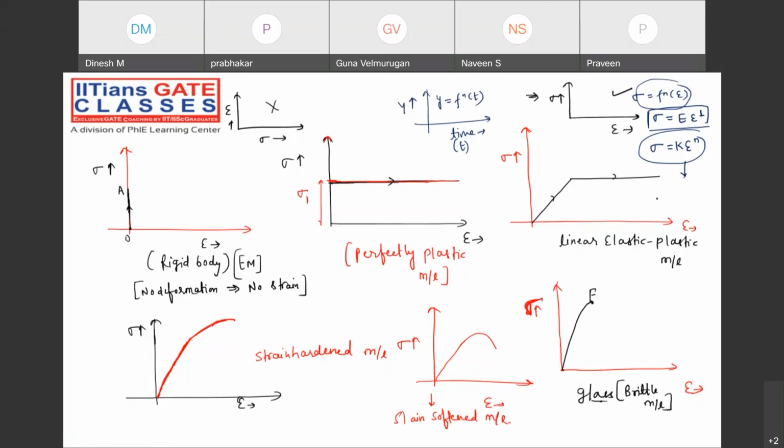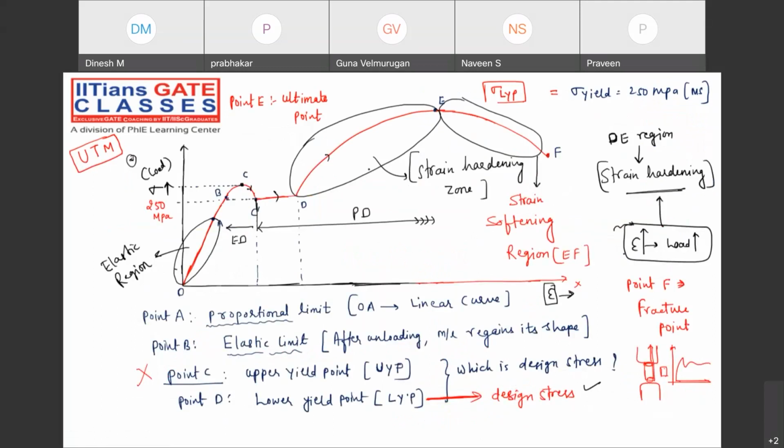This is called power law, not Hooke's law. Remember, whatever this zone is, this one will be solved by power law. This elastic region will be solved by Hooke's law. All of you are getting my point?